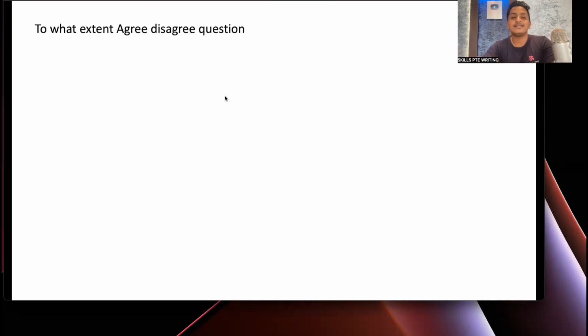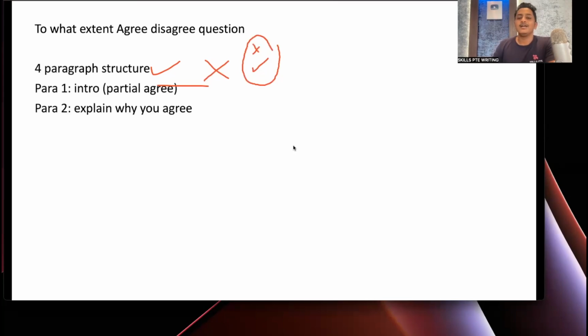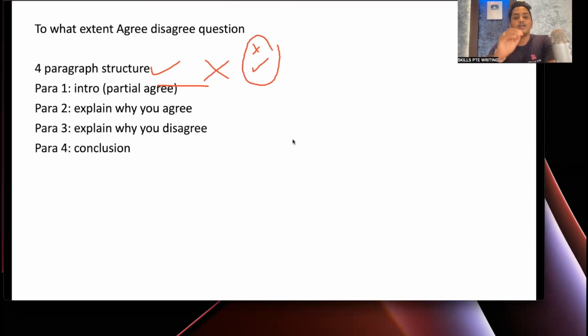Second is, to what extent do you agree or disagree? Whenever an extent comes, that means you can completely agree, or completely disagree. This follows the previous structure. But the third option is, I partially agree. That means in some cases I agree, in some cases I disagree. If you go with partial agreement, then again you use the 4-para structure. In para 1, you will say partial agreement or partial disagreement. Now you can agree in the second para, disagree in the third para, and the fourth para is the conclusion, which is a summary of para 2 and para 3.